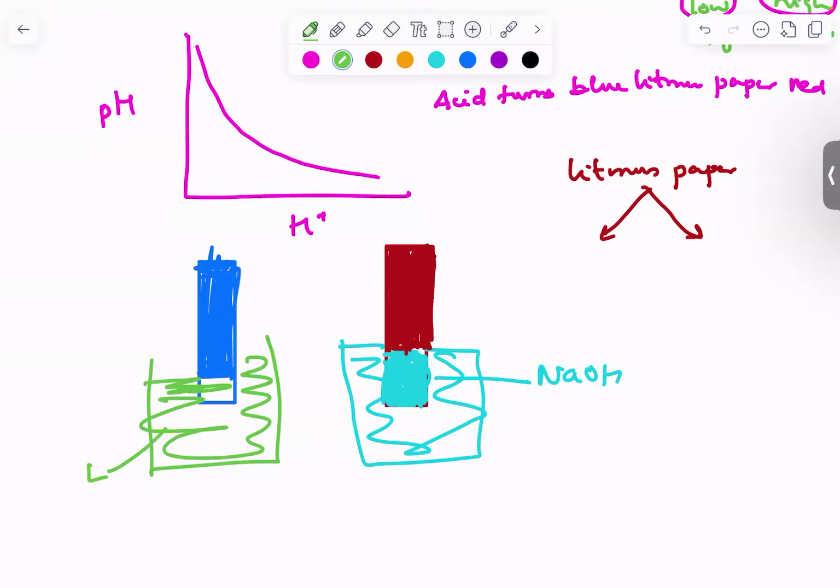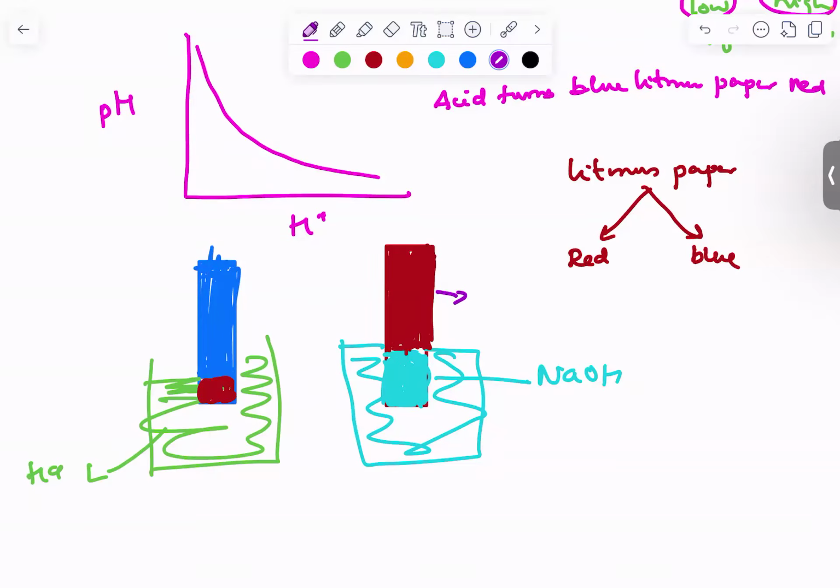This is acid, like HCl. Now this will turn red. This is just to give you an idea that there are two types of litmus paper, red litmus paper and blue litmus paper. If you put red litmus paper in an acid, it will not change color.